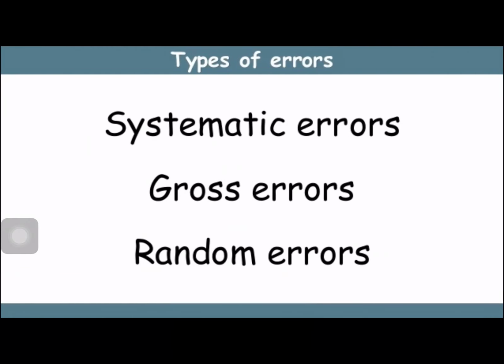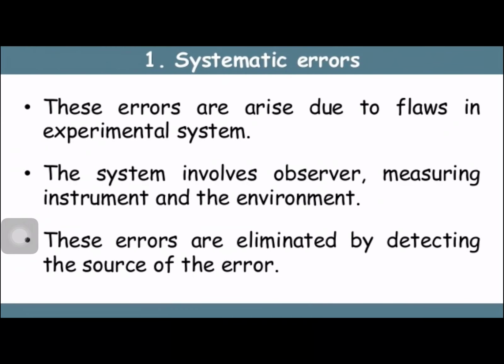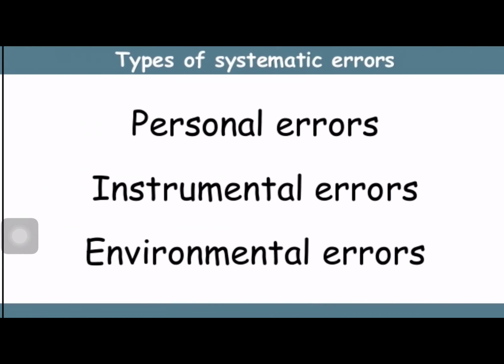See the types of errors. There are three types of errors. One is systematic error, second one is gross error, third one is random error. In the case of systematic error, this is due to flaws in the experimental system. That means the systematic error involves observer, measuring instrument and environment. So this type of error can be eliminated only by detecting the source of error.